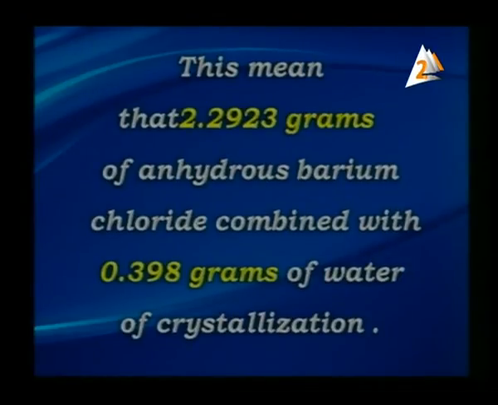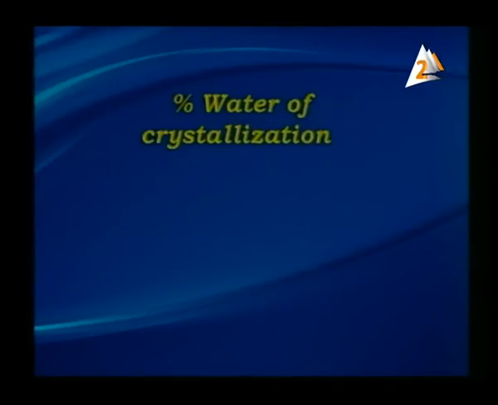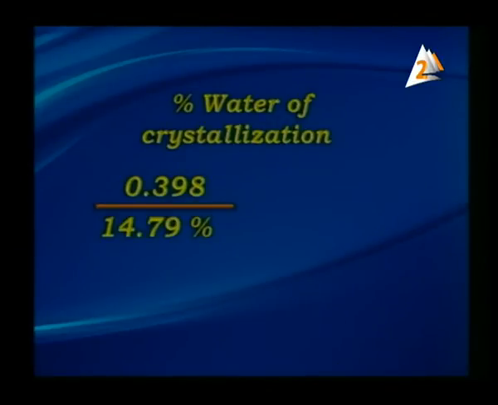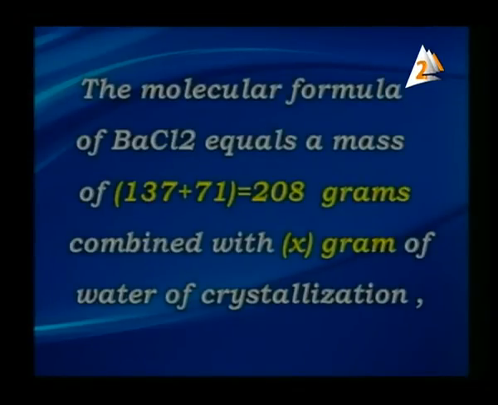When we combine them, we get the percent of the water of crystallization as 0.398 divided by 2.6903, times 100, to get the percentage of water of crystallization, which equals 14.79%.